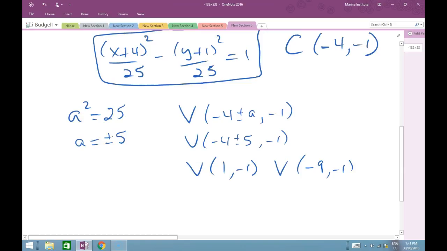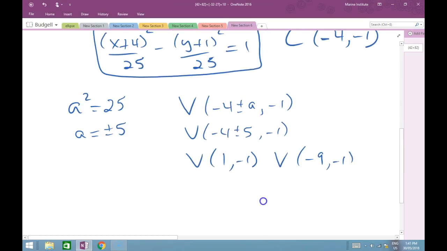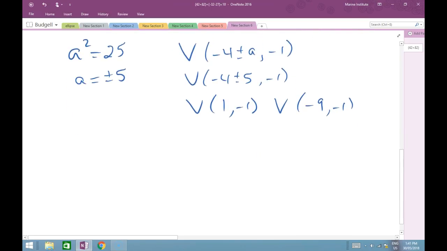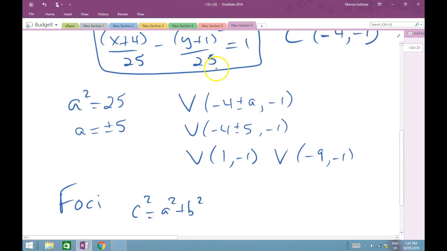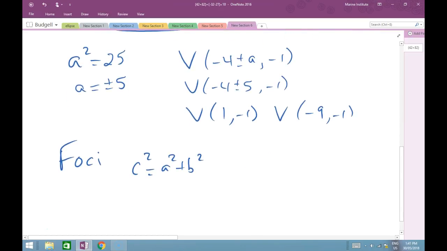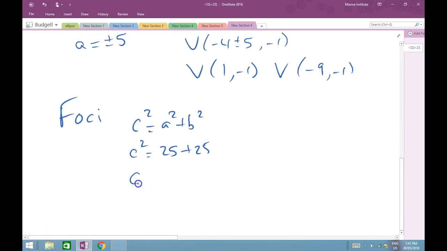These vertices are on your actual graph. The next thing we have to do is find the foci. Well, the focus, or the foci when we have more than one, depends on the formula c squared equals a squared plus b squared. Well, this term right here is my b squared, the 25 under the y. Very unique to have both the a squared and the b squared be the same term, but it can happen.